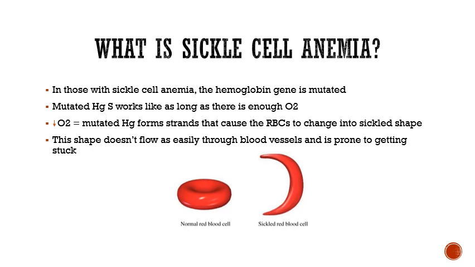What is sickle cell anemia? In those with sickle cell anemia, the hemoglobin gene is mutated, and they have a mutated version of hemoglobin called hemoglobin S. It works like normal hemoglobin, which is hemoglobin A, as long as there's enough oxygen. When oxygen levels decrease in the body, that hemoglobin S forms strands inside of the red blood cells that cause the red blood cells to change into a sickled shape. This shape doesn't flow as easily through blood vessels, and it is prone to breaking and also getting stuck.